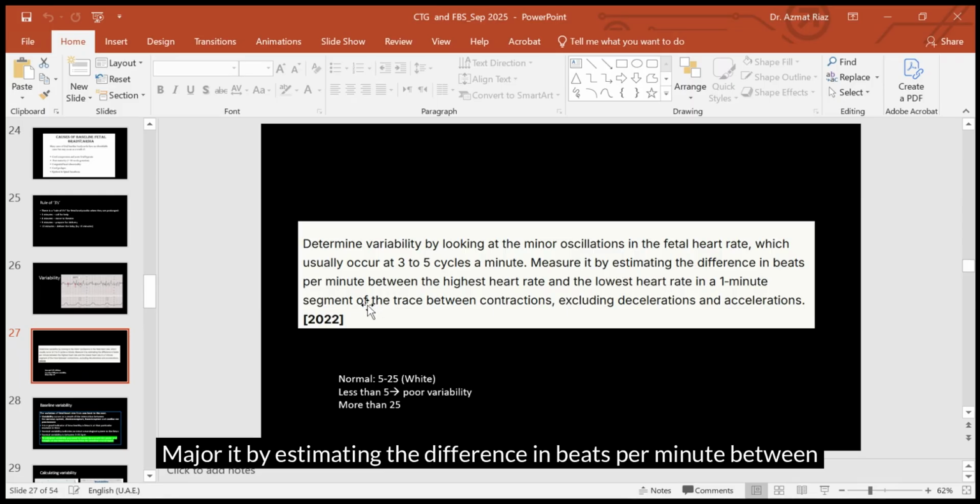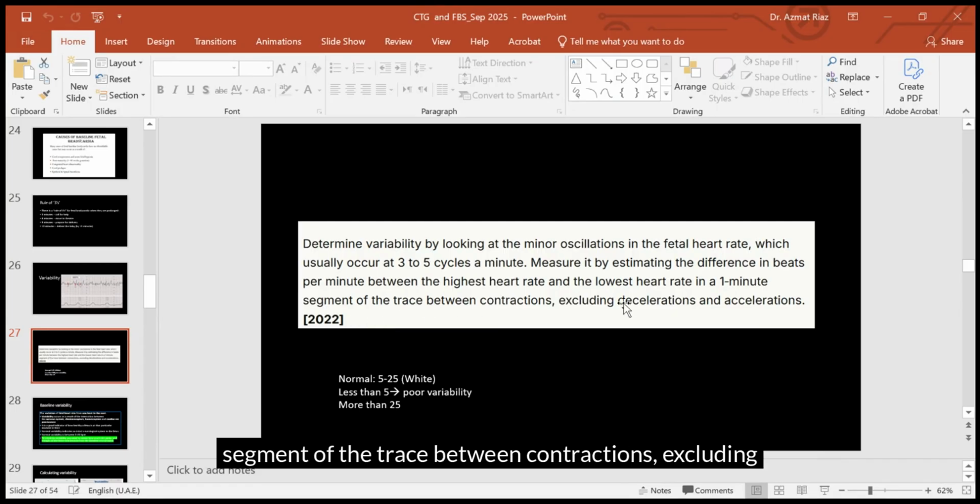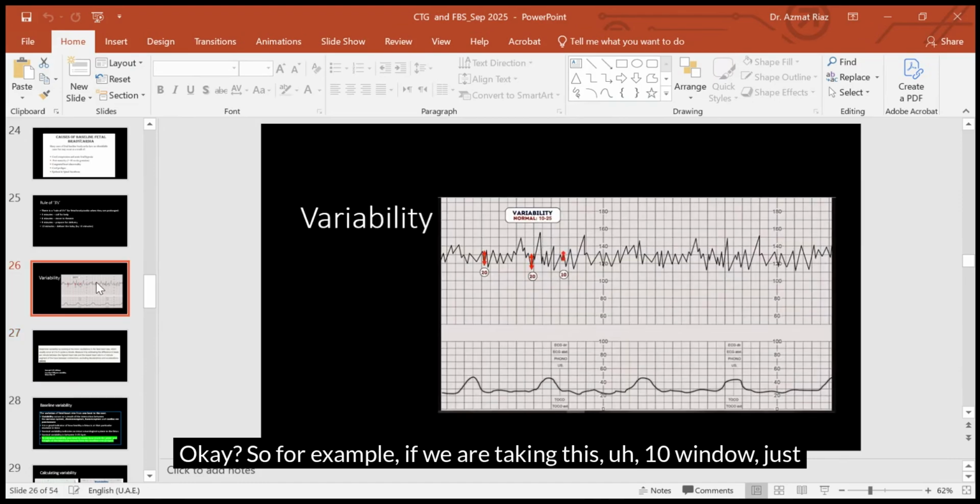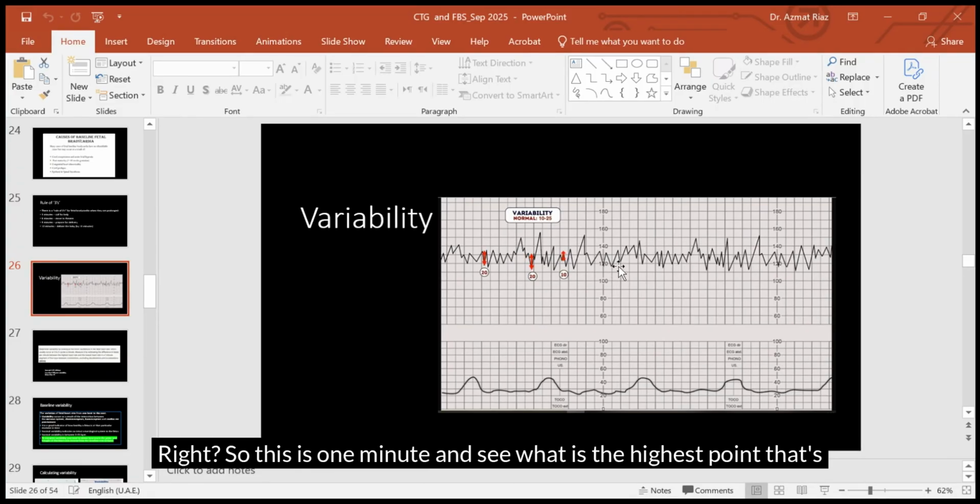Measure it by estimating the difference in beats per minute between the highest heart rate and the lowest heart rate in a 1 minute segment of the trace between contractions, excluding decelerations and accelerations. Okay, so for example, if we are taking this 10 minute window, just select any 1 minute window, right? So this is 1 minute, and see what is the highest point.